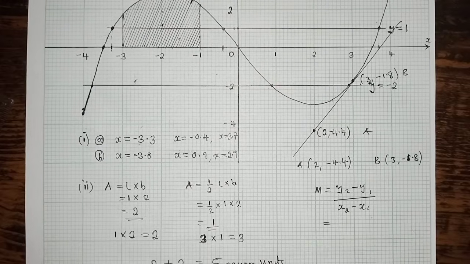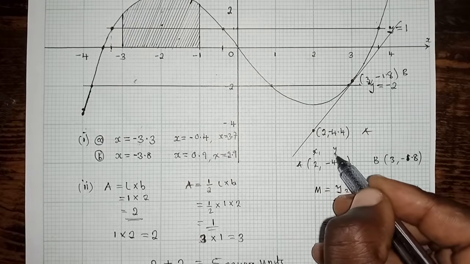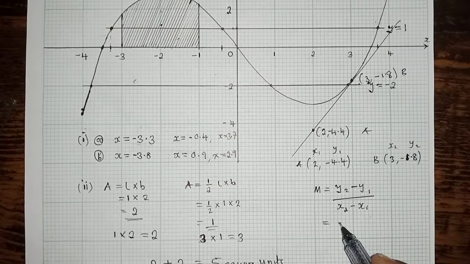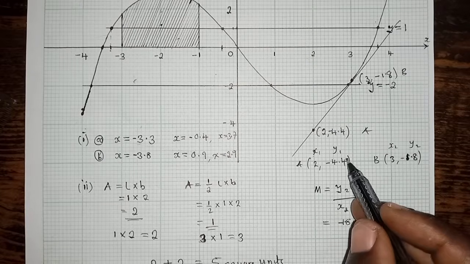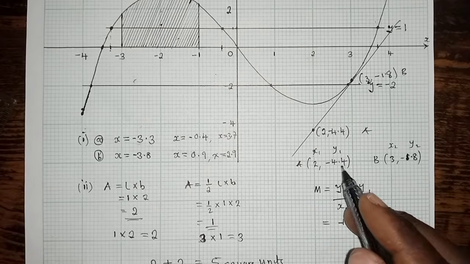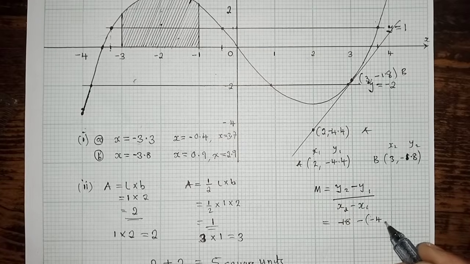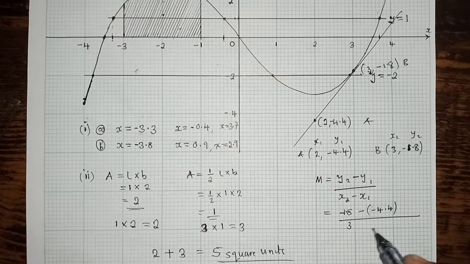So once you put that, you can say this is your x1, y1, x2, y2. So what is my y2? Negative 1.8, minus my y1, which is negative 4.4. Don't forget the negative. That's why I'm putting the brackets. There is a minus here, and this coordinate has got a negative sign. So negative 4.4, over, what is my x2? It is 3, minus my x1, which is 2.